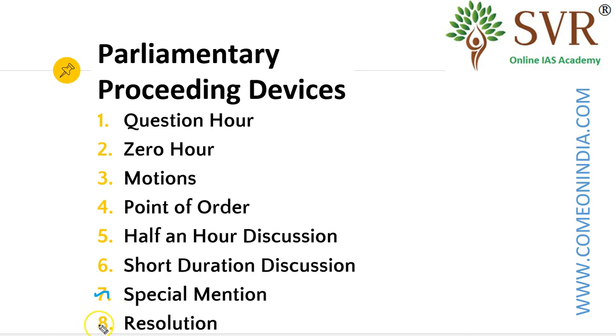Then we have finally seen the resolution. In resolution, we have seen the important types of resolutions which can be passed in the House of Parliament. The important types of resolutions were, number one, the private resolution. Then we discussed government resolution. After seeing government resolution, we have seen the statutory resolution. And then after everything, we have finally discussed the difference between the resolution and the motions. And that is all about parliamentary proceeding devices.